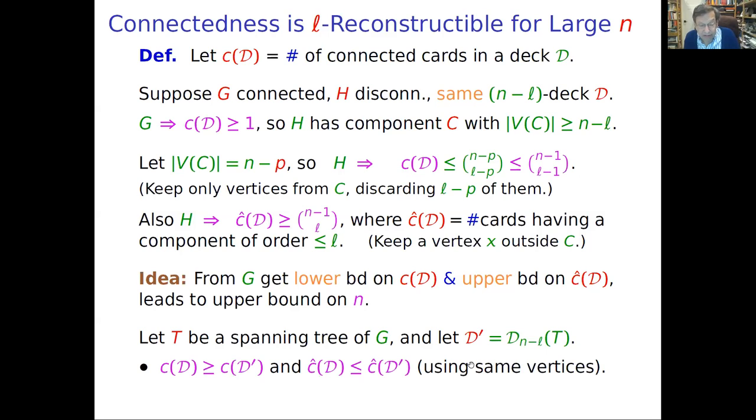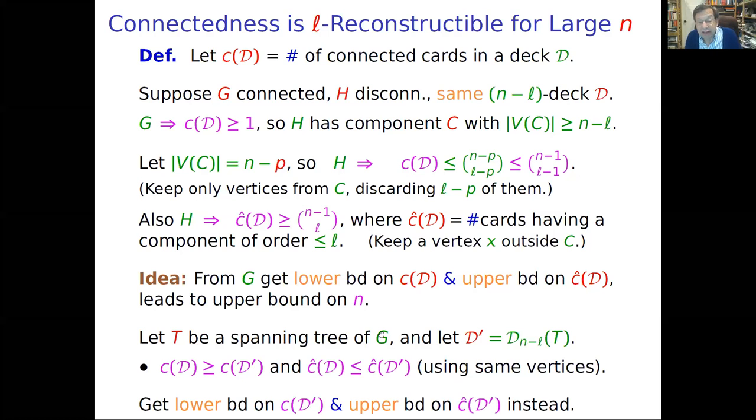And the thing you can observe is that if you have a set of vertices that give you a connected card in spanning tree T, it will also give you a connected card in G because G just has more edges than the spanning tree. And similarly, if you have a card in G that has a small component, using the same vertices will give you a card in T that has a small component because you just threw away edges. So actually, we get these bounds that we need by getting a lower bound on the number of connected cards of the spanning tree and an upper bound on the number of cards with a small component in the spanning tree.